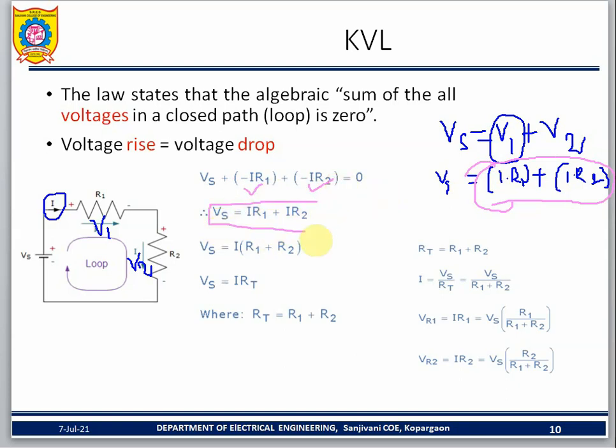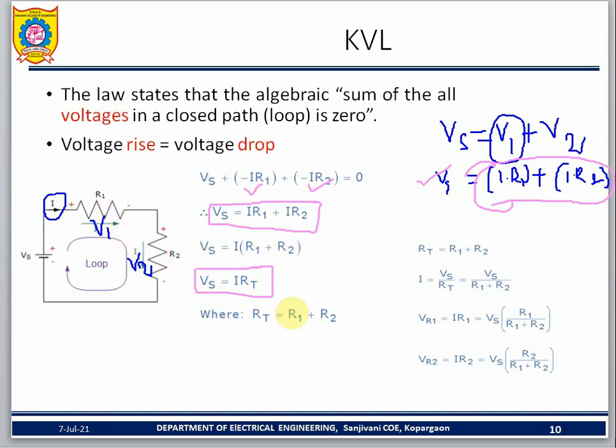Otherwise, I can write it this way. You can use any method. So Vs is equal to I into R1 plus I into R2. I keep as it is, since I is common. Open the bracket, R1 plus R2. Two resistances simplified to R equivalent, RT. Vs equals I into RT. What is RT? RT is nothing but R1 plus R2, because they are connected in series.